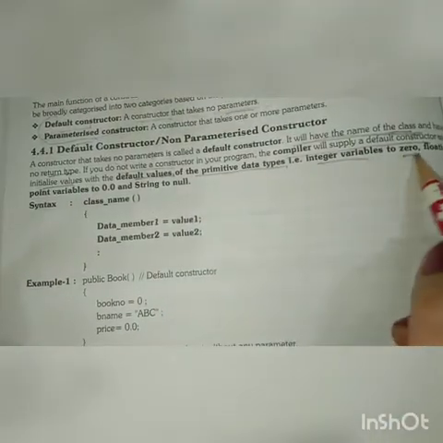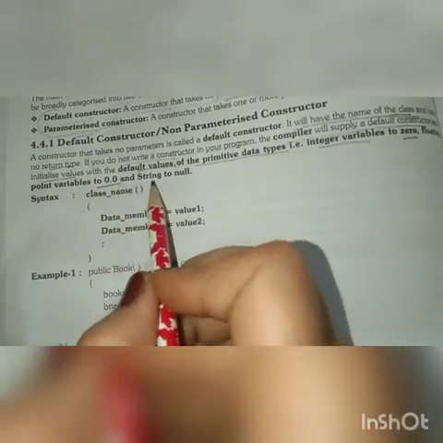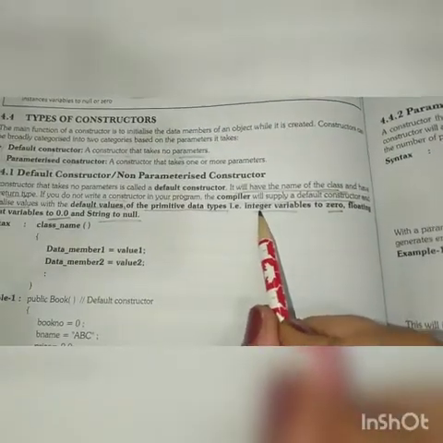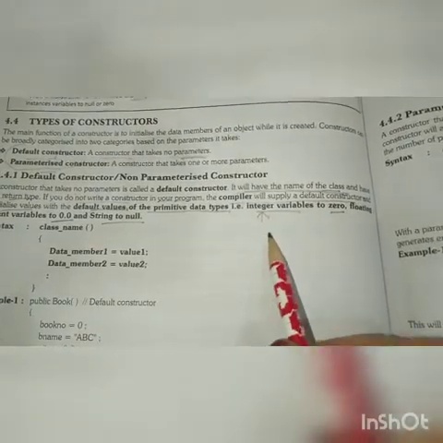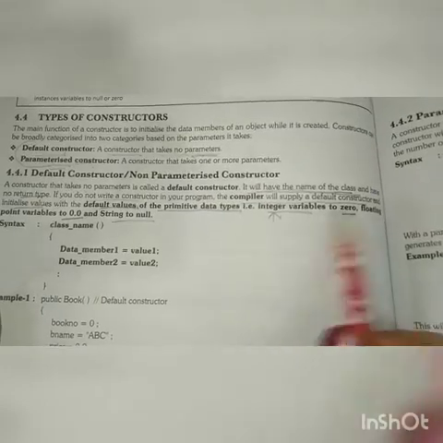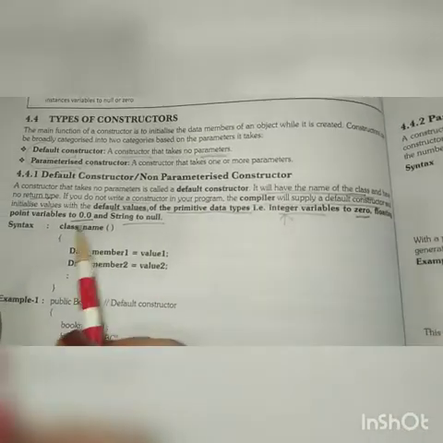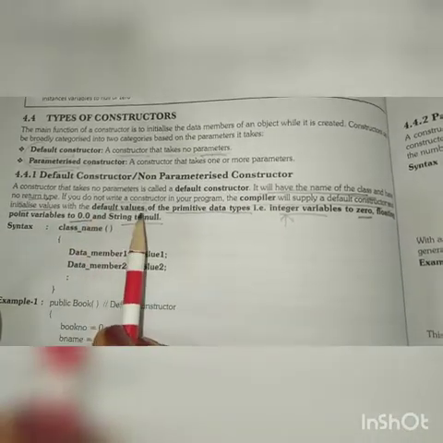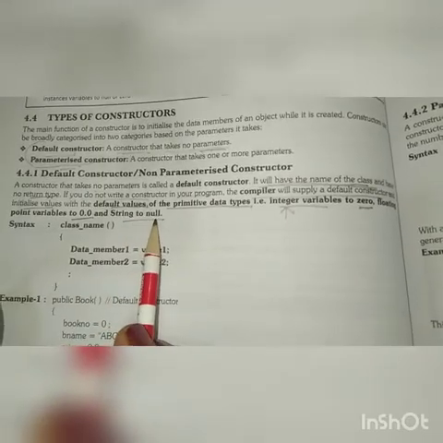Integer variables 0, floating 0.0 and string null. It is giving you the explanation that the moment you declare any integer variable, and if the compiler has created the constructor, then it will get the value 0. If there is a floating type variable, its value will be 0.0, and if there is a string type, it will get null.